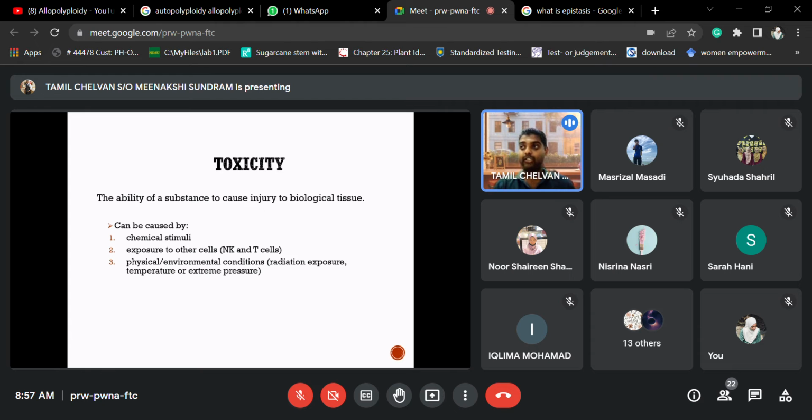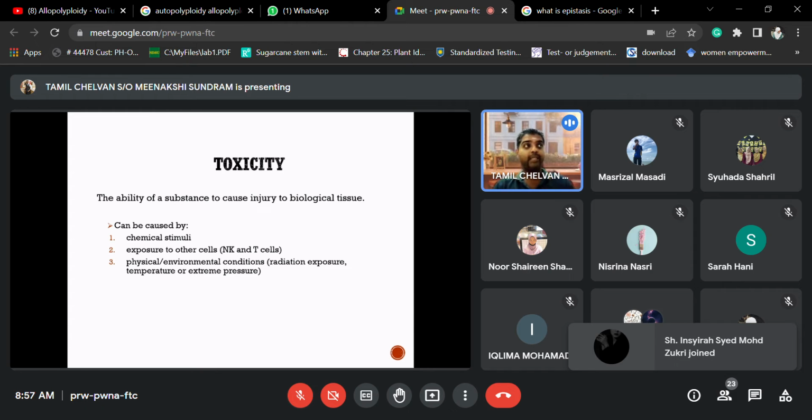Toxicity could be caused by chemical stimuli. Chemical stimuli means poison lah. Mostly the chemical poisons is called chemical stimuli. Exposure to other cells. Okay, you're exposed to NK or T cells. Okay, sometimes this even in our own body, the exposure to other cells can cause toxicity.